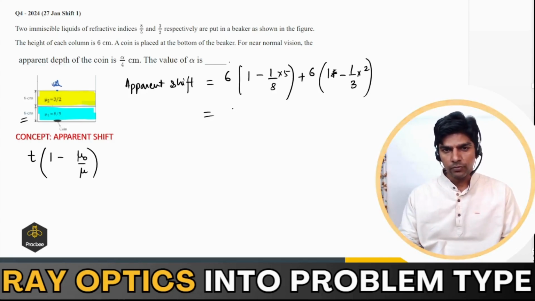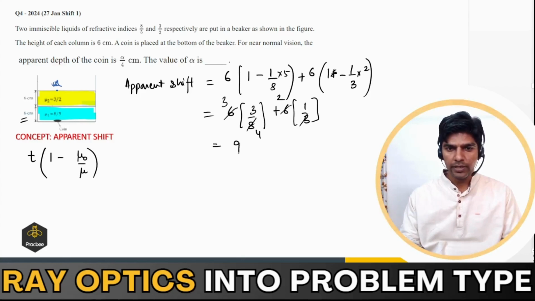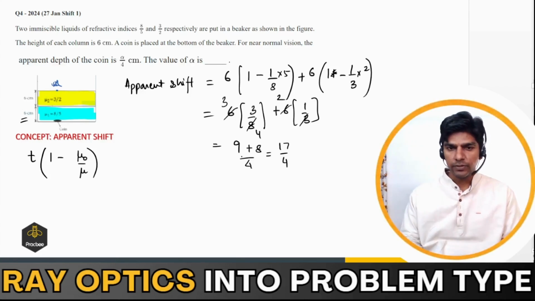Okay, so this comes out to be 6 times 3 by 8 plus 6 times 1 by 3. So this will be 3, this will be 4, and this will be 2. So it comes out to be 9 by 4 plus 8 by 4. So that will be 17 by 4. So that is the apparent shift.